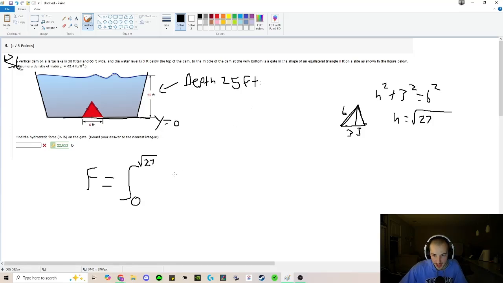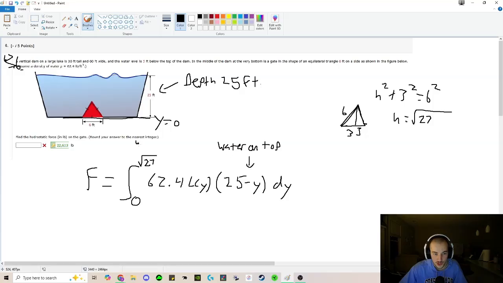Which means that at any given point, we're going to have rho, which is 62.4. We're going to have L of y. We'll figure that out later. And then at any given point, how much water do we have on top of us? Well, we're going to have 25 minus y water on top of us. This is water on top, and this is where your shape lives. And then this L of y here is going to be the length of a slice, the length at your point y.